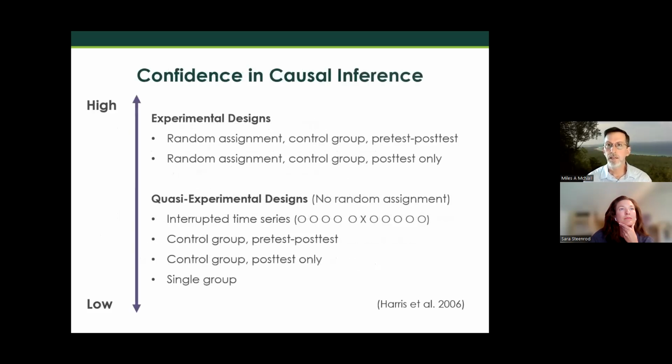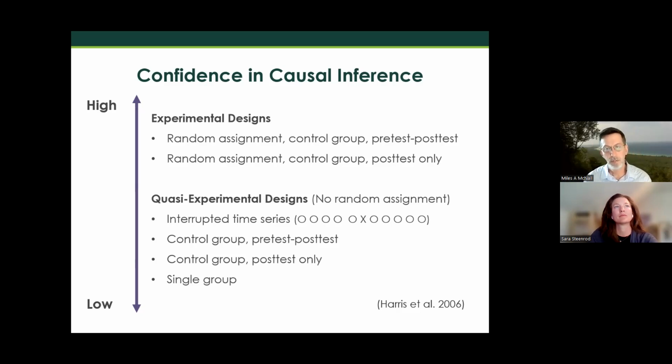So we can think of different study designs in terms of how they afford different levels of confidence in drawing inferences about causality. And we can think of it as a continuum from high confidence to fairly low confidence. And as you can see, at the high end of confidence are the experimental designs with features like random assignment and control groups and either pretest, post-test, or post-test only.